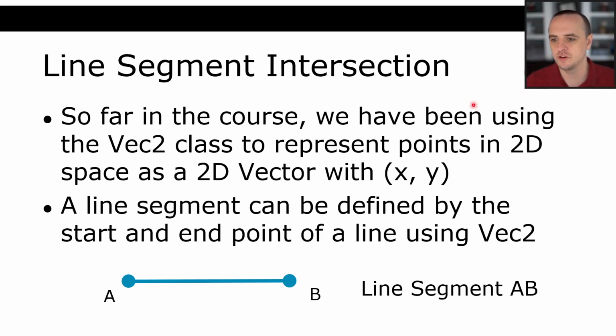So far in this course, we've been using the vec2 class to represent points in 2D space as a 2D vector with x and y. This is really convenient for this particular lecture, because a line segment can be defined by the start and end point of a line using vec2s. If I have a point A, a vec2 variable A with some x and y, and a variable B, another vec2 with some x and y, then I can say that this is line segment AB, because it goes from point A to point B.